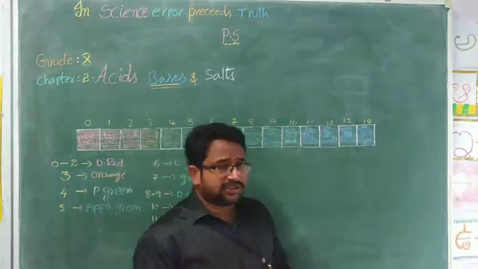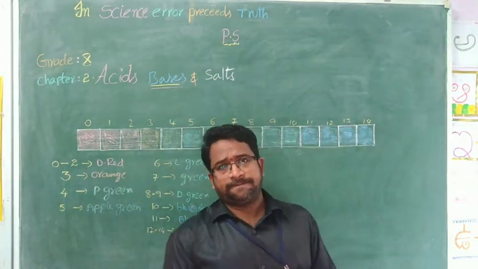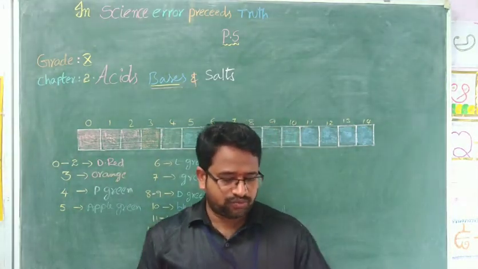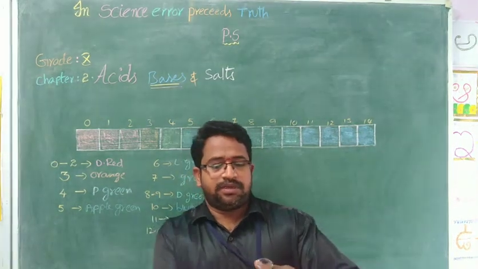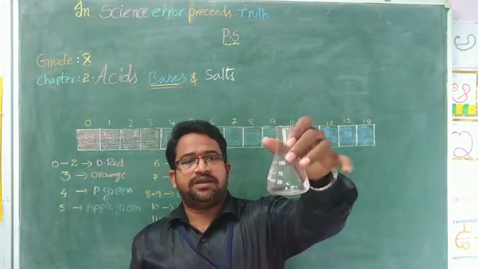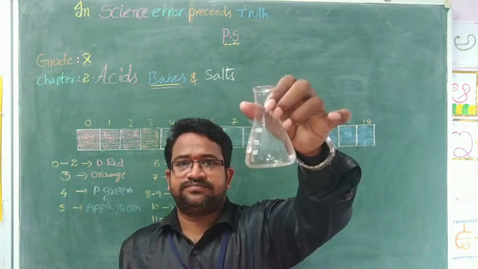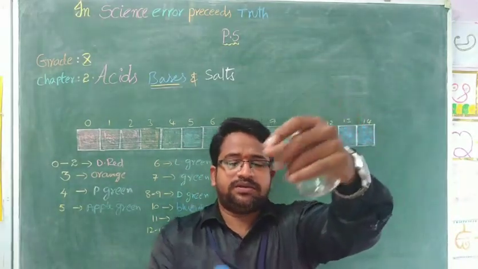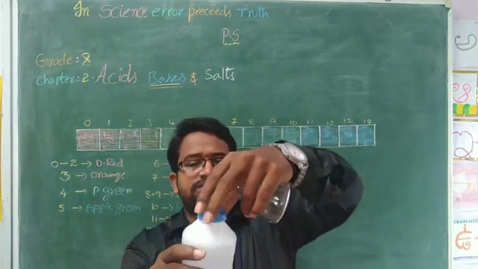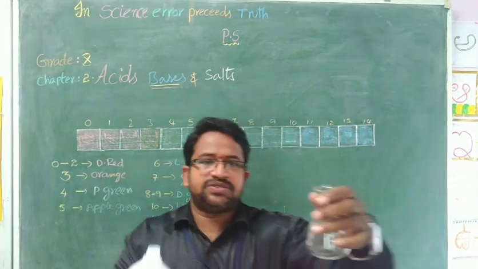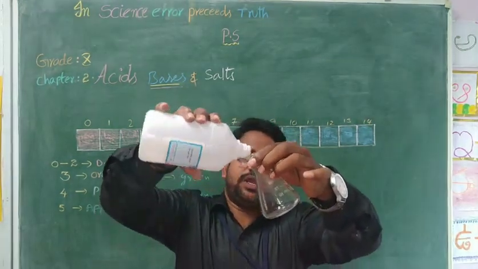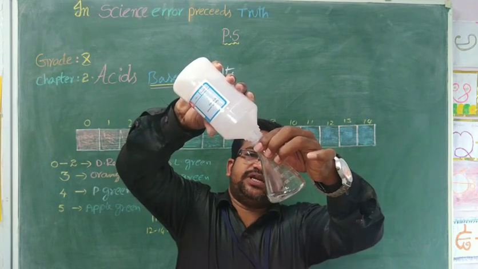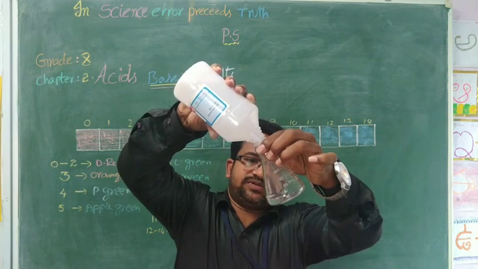Now let us see how antacid tablets work. For that I will explain like this. Let us consider this conical flask as your stomach. So in your stomach what happens? Continuously acid is released, no? Gastric juice is released in your stomach. What is the purpose of that? It has to digest the food.